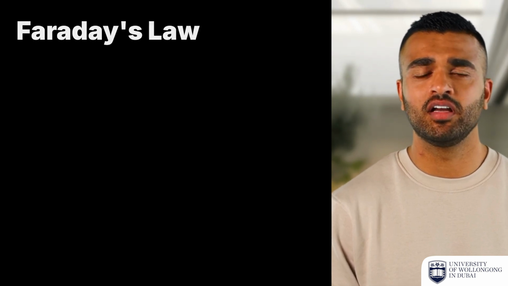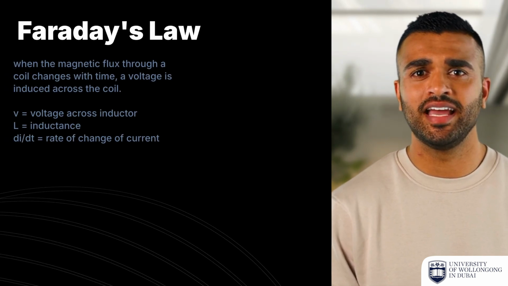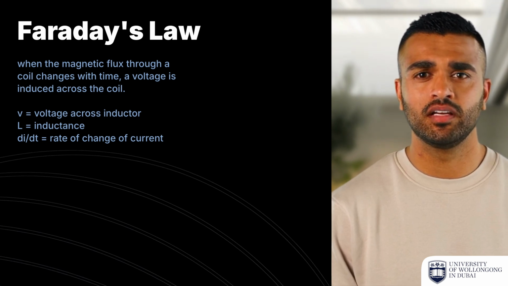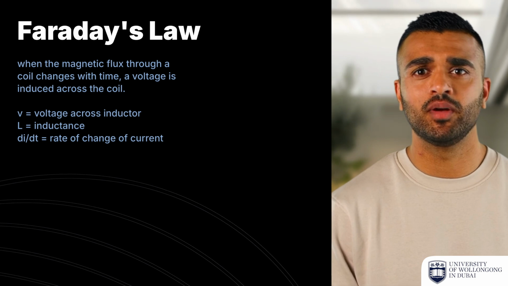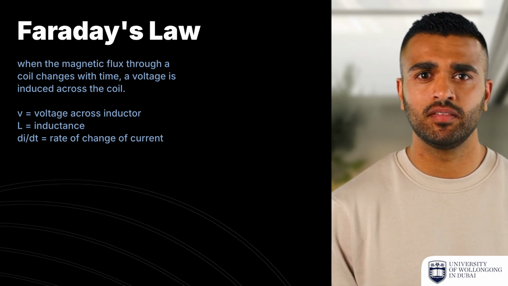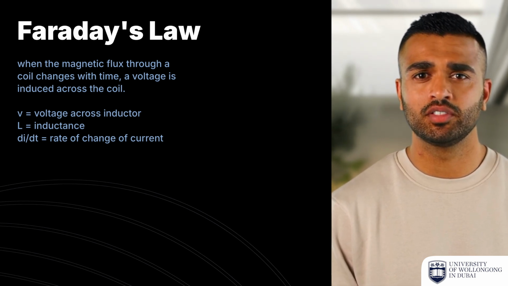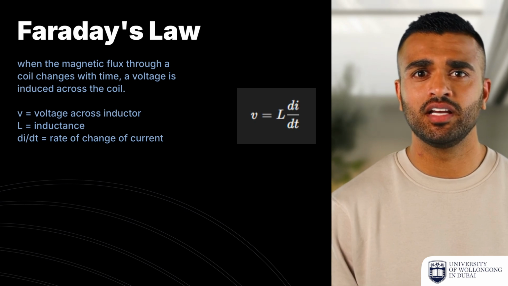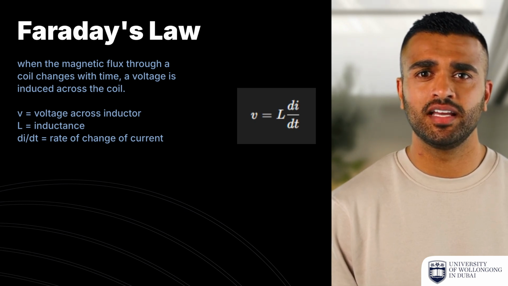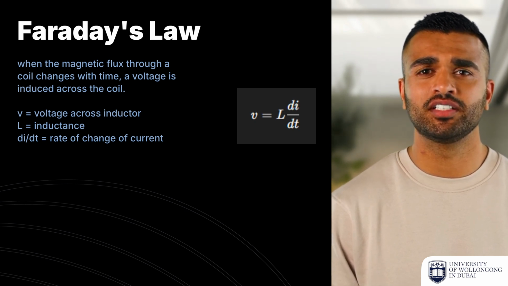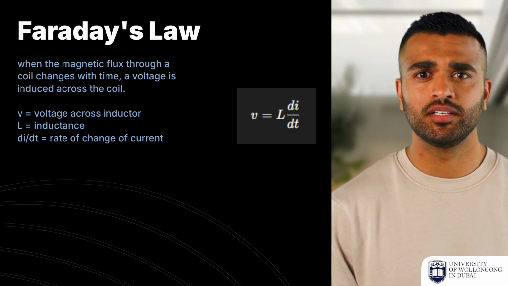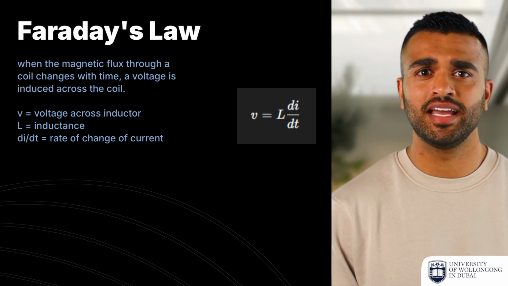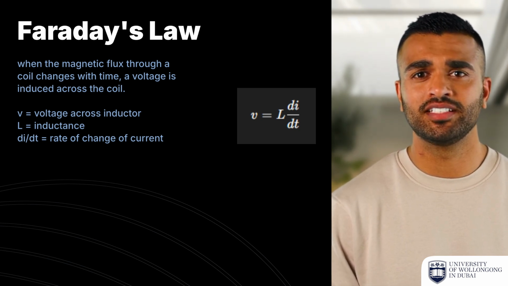According to Faraday's law of electromagnetic induction, when the magnetic flux through a coil changes with time, a voltage is induced across the coil. This induced voltage depends on how quickly the current through the coil changes. The equation gives the mathematical relationship describing this behavior. V equals L multiplied by di over dt. In this equation, V represents the voltage across the inductor, L represents the inductance, and di over dt represents the rate of change of current with respect to time.